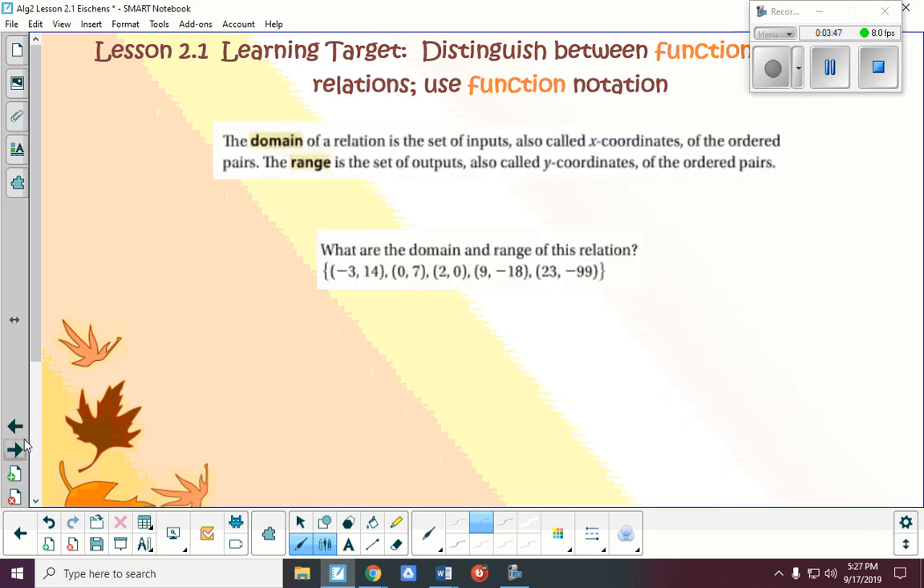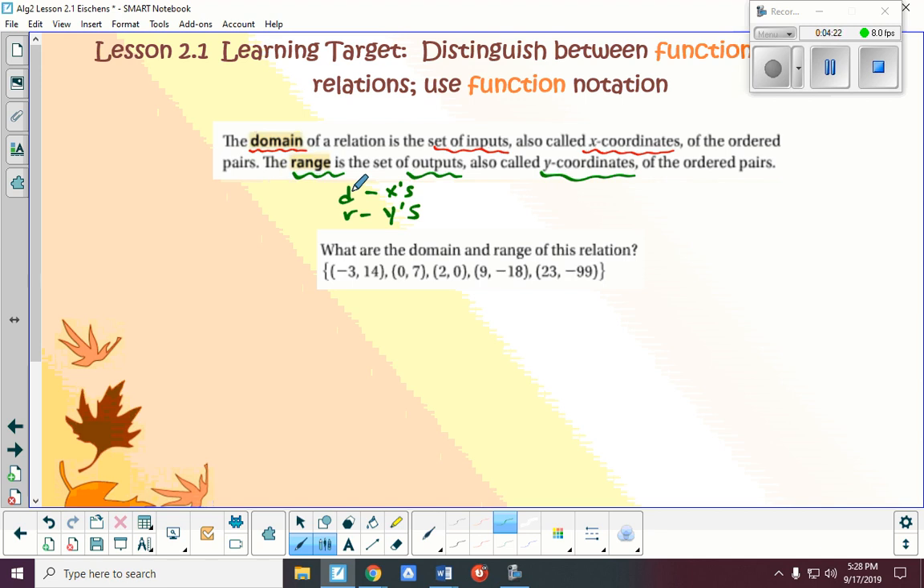So when we have relations, the domain of a relation is the set of inputs. So when we say domain, we're talking about the inputs, and those are referred to as your x coordinates also when you're looking at an ordered pair. The range is the set of outputs, also called the y coordinates of an ordered pair. So you have domain and range. So the domain would be your x values, your range would be the y's.